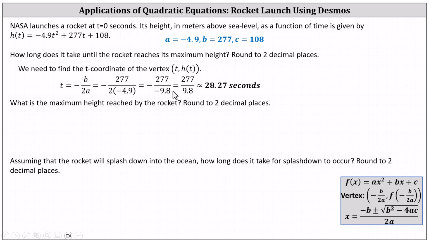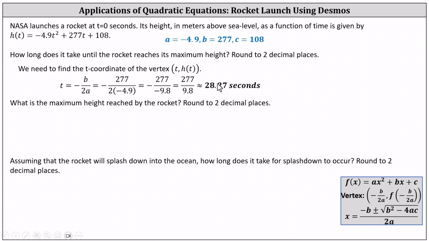And now to determine the maximum height, or the height at the vertex, we need to evaluate the height function at t equals 277 divided by 9.8. I'm not going to use 28.27 because this is rounded. When using a rounded value, we'll have more of an error.